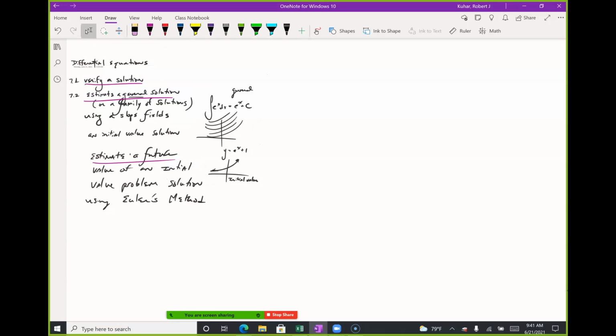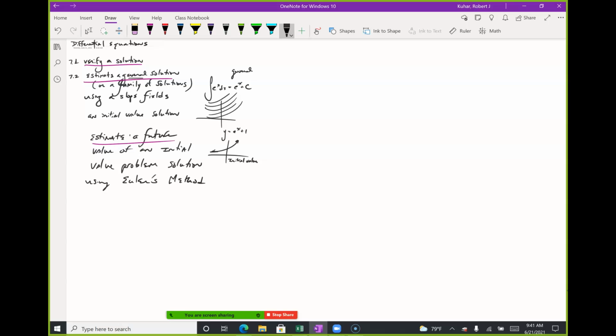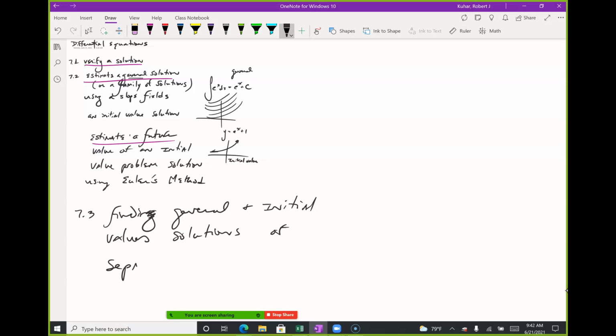Yeah. So that's 7.2. I think I'd like to get to most of 7.2 today, but I want to reach into 7.3 first, because it's nice to be able to solve problems instead of just talk about them abstractly. So in 7.3, what we're talking about is finding general and initial value solutions of separable equations.